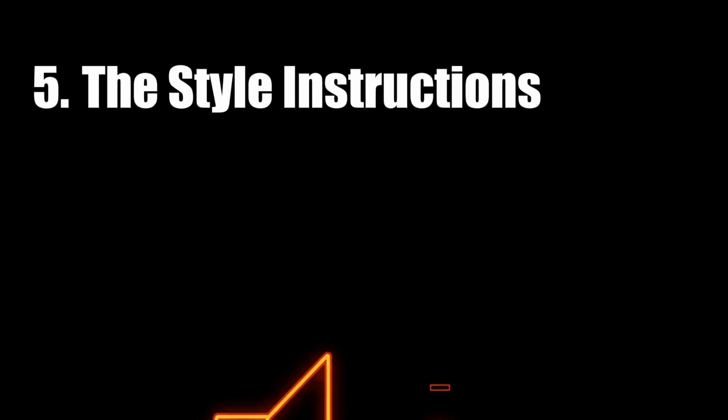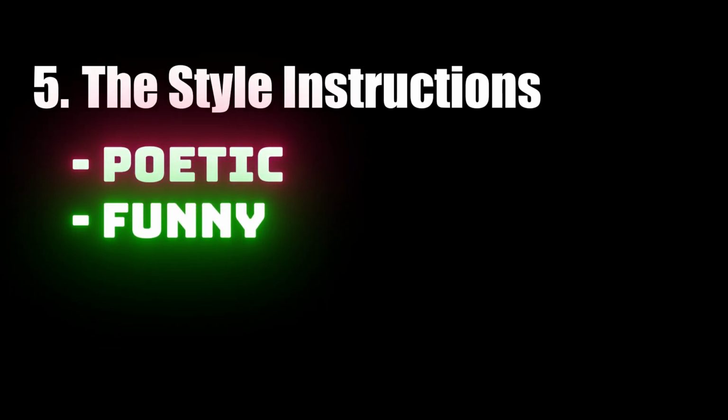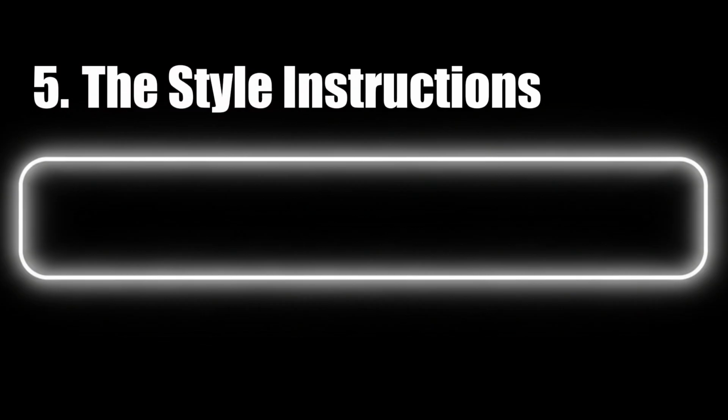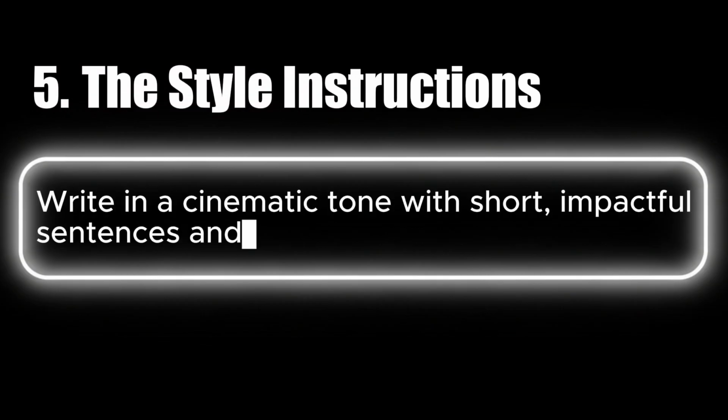5. The style instructions. Finally, describe how it should sound. Is it poetic, funny, gritty, fast-paced? Example, write in a cinematic tone with short, impactful sentences and sensory details. You can even specify first-person or third-person POV to lock the perspective.